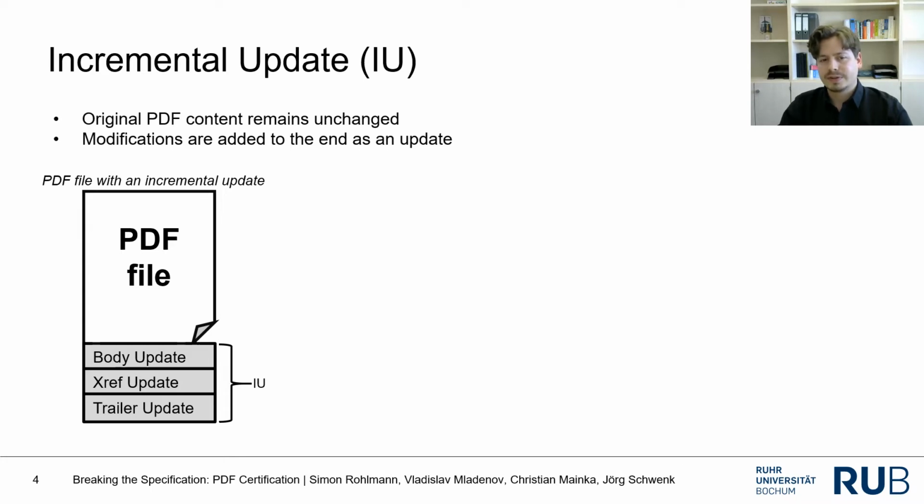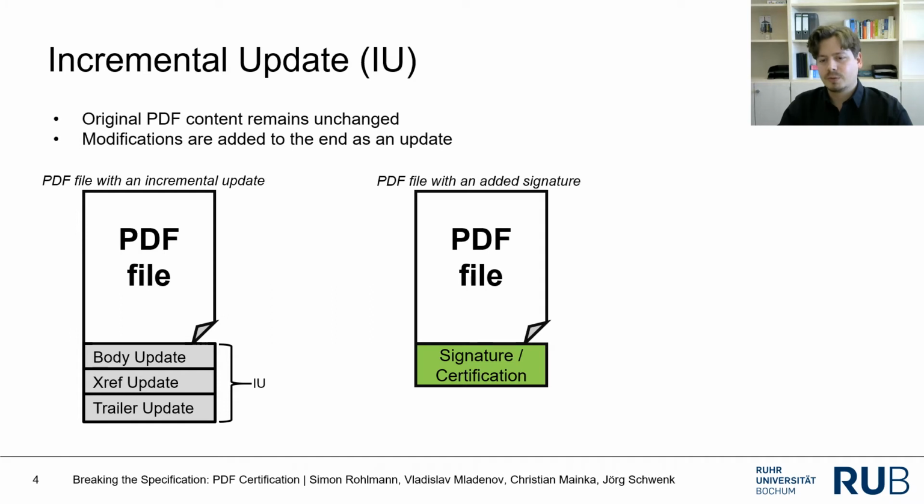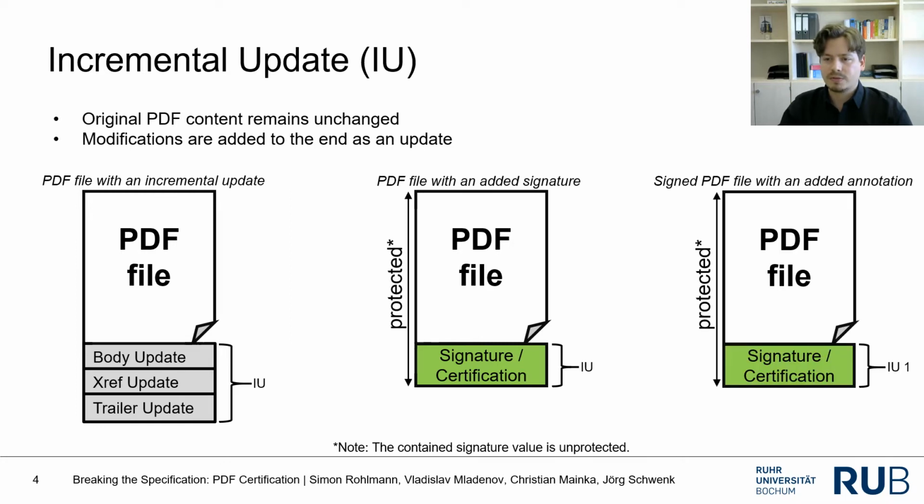If we want to sign a PDF document, we do this within an incremental update. This incremental update protects the document, though a small part containing the signature value remains unprotected. If we now want to add an annotation to a signed PDF document, we do this with another incremental update. As you can see, the annotation part is now unprotected.